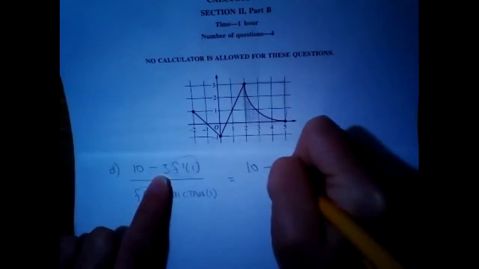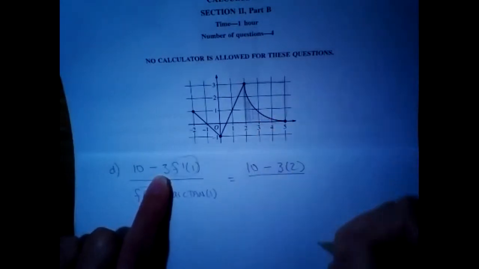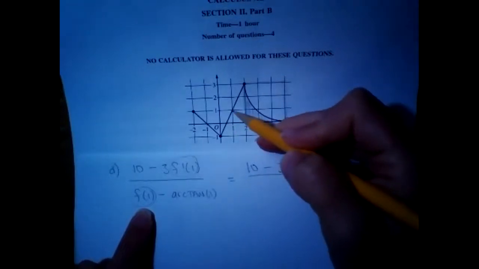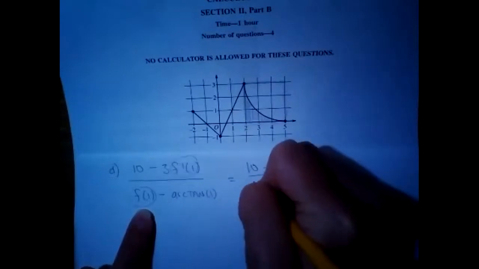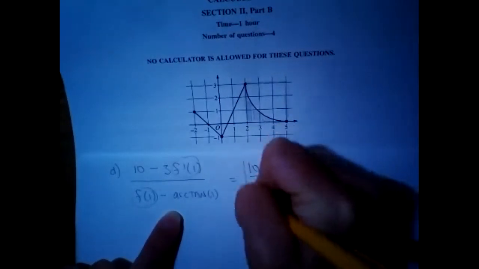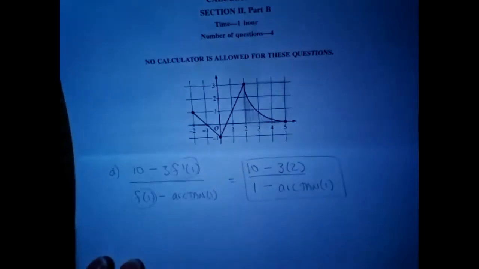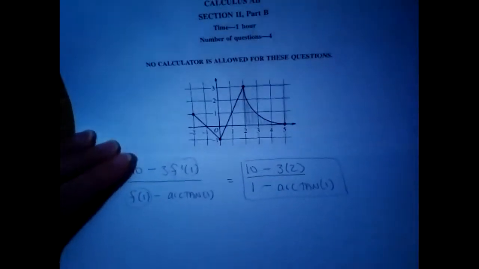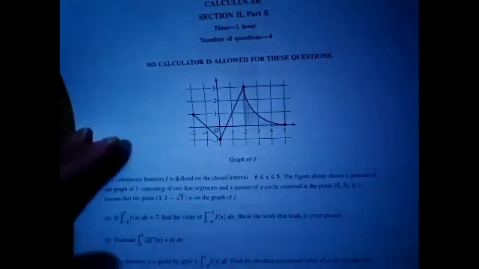So this would be 10 minus 3 times 2. You don't have to simplify, just leave it alone. And then f of 1 is just that actual point, which is at 1. f of 1 is 1. It's just that point. And this is the answer. That's all you have to do. So all you have to do is plug in 1. Now, again, usually they make it come out to indeterminate. It would be 0 over 0, and then there'd be more work. But for this one, that's all you had to do.